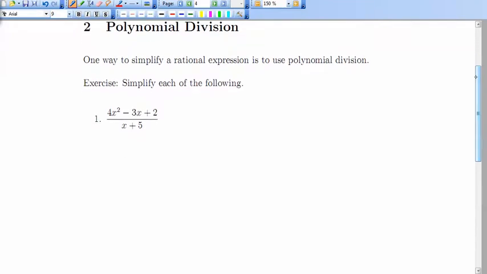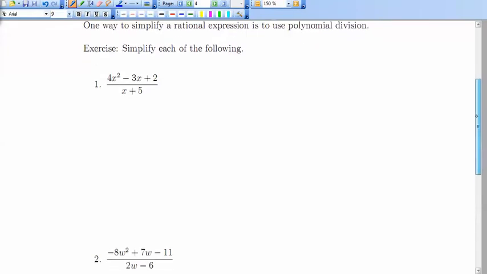It's a lot like when you first learned how to do long division back when you learned division for the very first time in elementary school. Except, of course, we're going to be using polynomials. We're going to be dividing one polynomial by another.